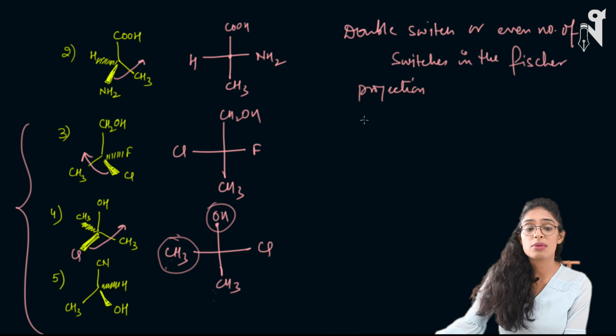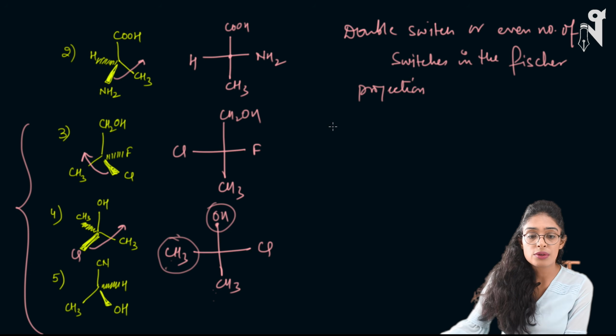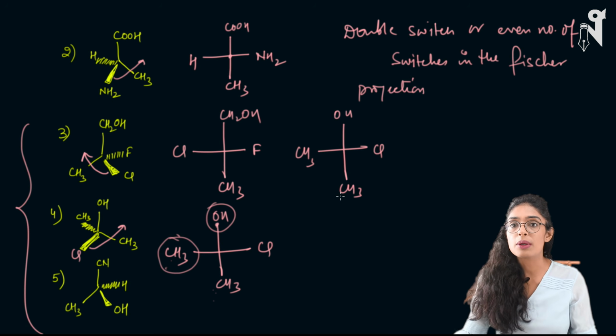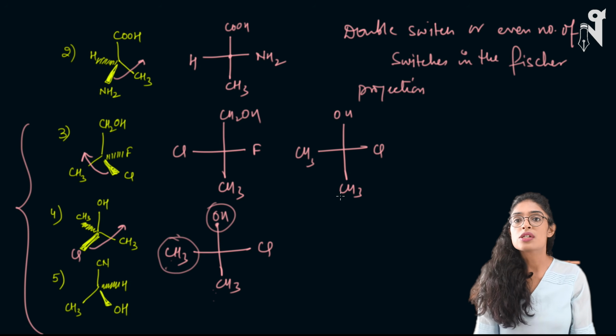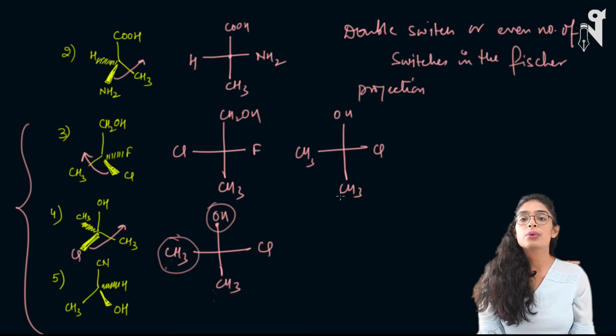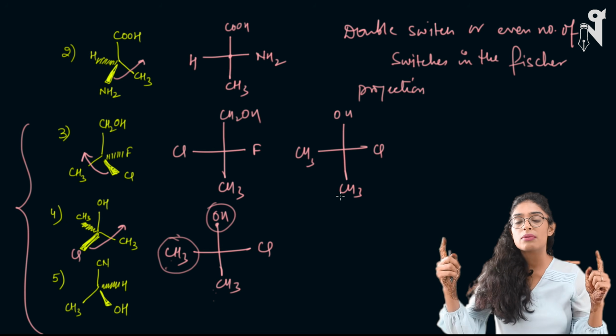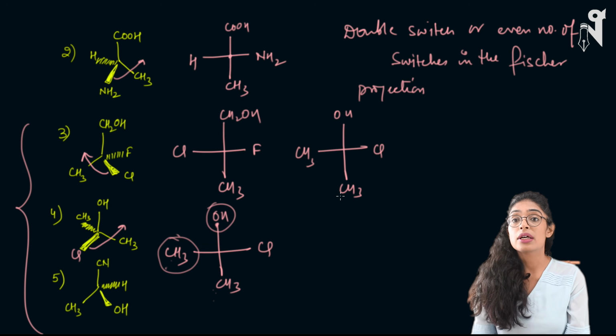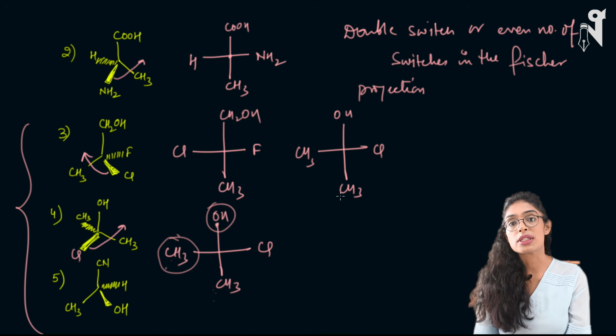So what do we mean by double switch? Let me just show you. So this is the group over here. This is OH, this is CH3, this is chlorine, and this is CH3. This is a right Fisher projection. I'm not saying this is wrong, but we want to get a perfect Fisher projection. For that, we will try to place all the carbons on the vertical line, and to do that, I will have to interchange the positions of some groups. At least two interchanges should happen, so that the configuration of the molecule doesn't change and it doesn't become a different isomer altogether.